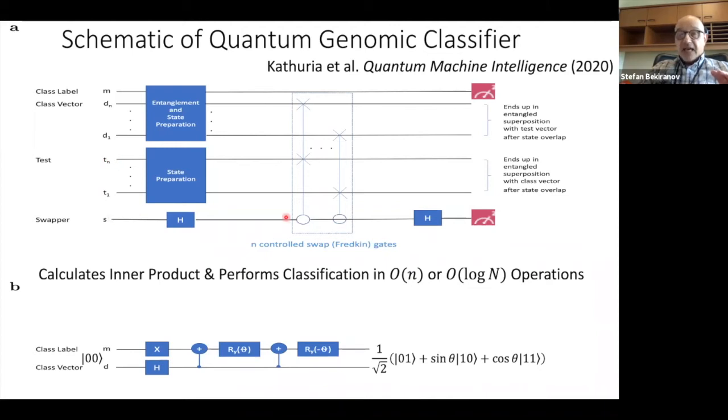We then take it through an effective big swap operation and a measurement, and we end up getting the inner product between the train and the test. We also have the class qubit label. So what we measure, I'm showing you two measurements: we measure the class label and we measure the swapper label. And then we just look for the inner product that's greater. And that's how the classifier works, okay?